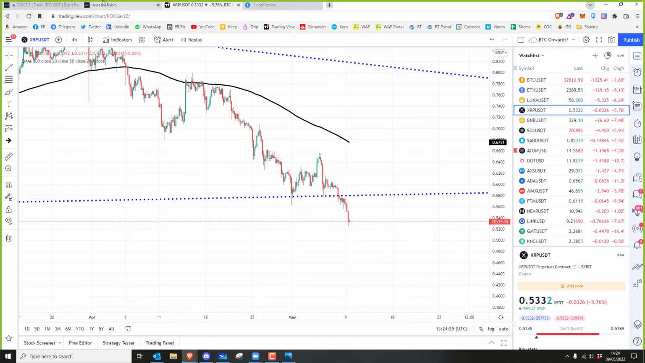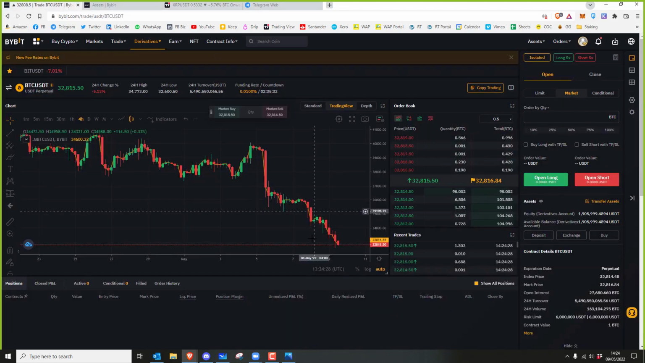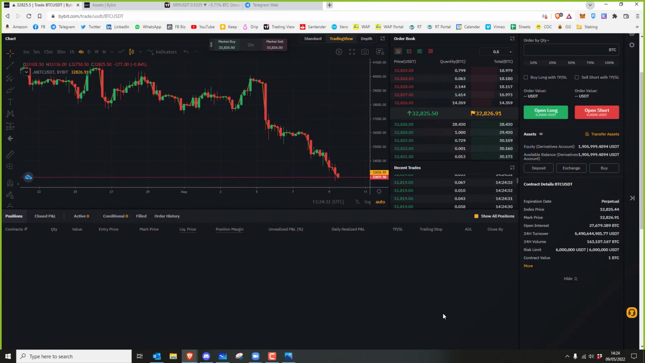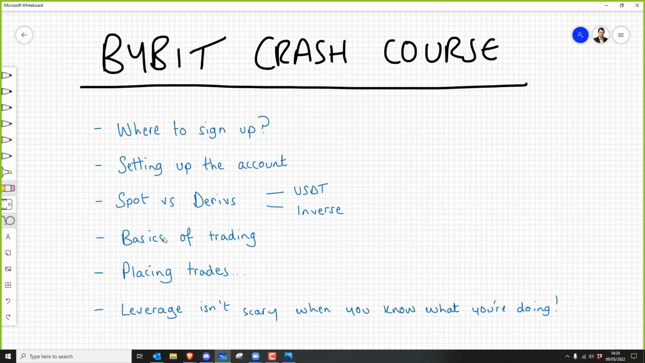Basics of trading. God, I'm an idiot. Hey, surely you just go and open the positions again. Yeah, I can, and I will. That's what I was planning to do, just placing trades and whatnot.